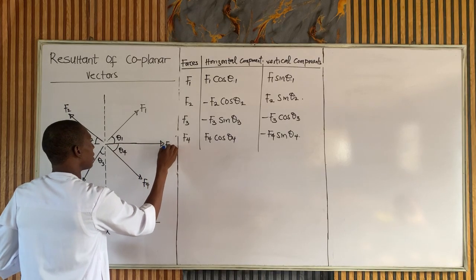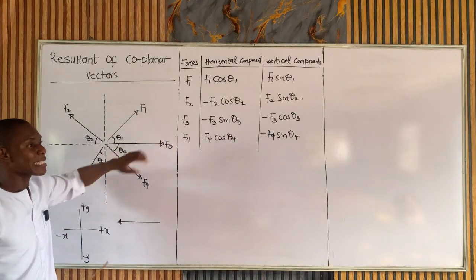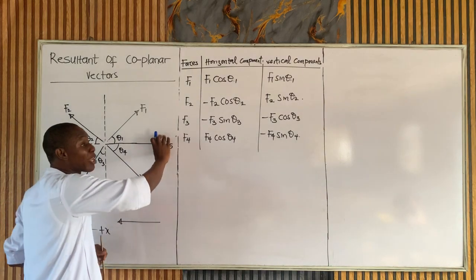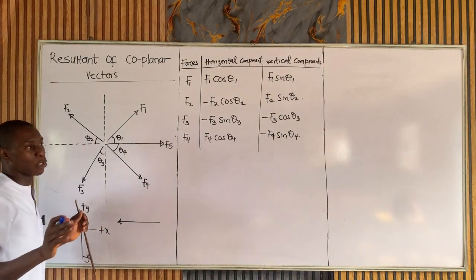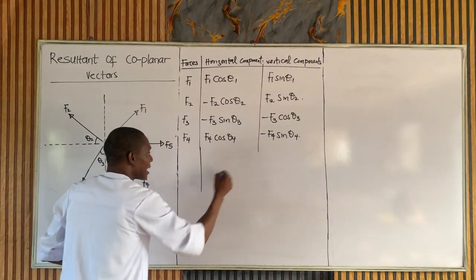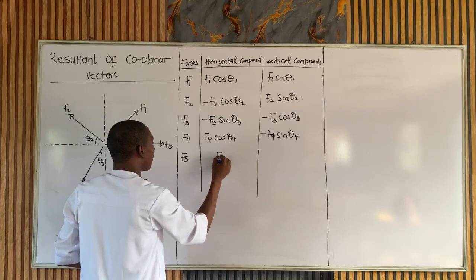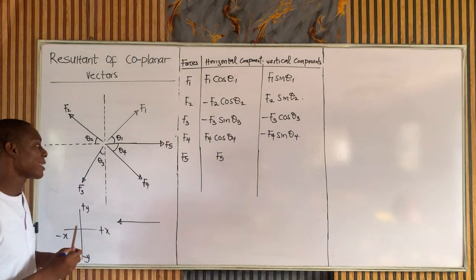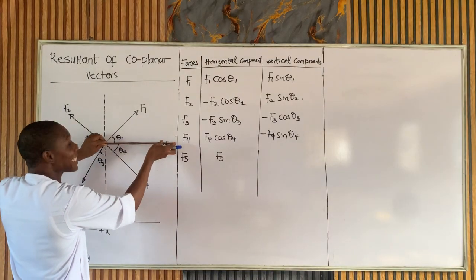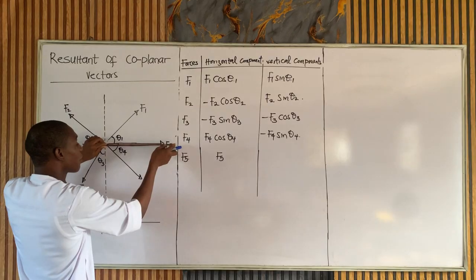F5. Now, there's something you need to take note of here. This force lies towards the horizontal. And because it is in the horizontal already, it does not need to be resolved. F5 lies in the horizontal. So if I want to do that here now, I'm going to say F5. It's just going to be F5. I'm not using cos, I'm not using sine, just F5. That's because it lies in the horizontal already. So it has resolved itself horizontally already. You don't have to resolve it to the vertical.